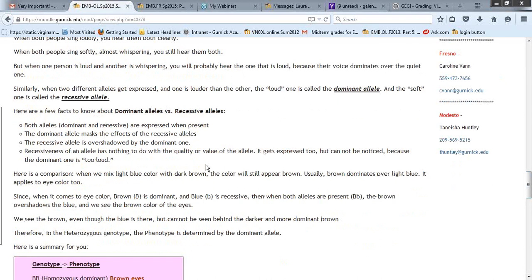Okay, so both alleles, dominant and recessive, are expressed when present. The dominant allele masks the effects of the recessive one. The recessive allele is overshadowed by the dominant one. Now understand very importantly that recessiveness of an allele has nothing to do with the quality or the value of the gene or of the allele. It gets expressed, it's just not noticeable. When the dominant one is being so loud, you just don't notice the recessive one. It's there, you just don't see it.